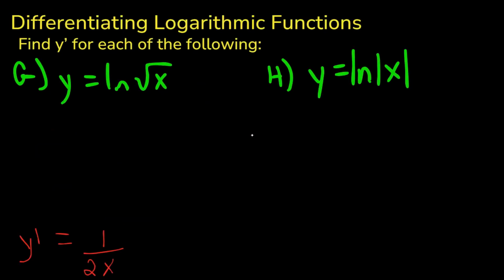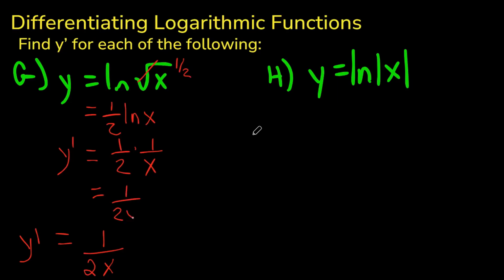So I left our previous answer down there. Again, we could rewrite this square root as a 1/2 power and then apply the power property. So this would be 1/2 natural log x. Didn't do any calculus yet. And now I can take the derivative. y prime is 1/2 times the derivative of natural log x, 1 over x. And that's still 1 over 2x. You get the same answer either way.